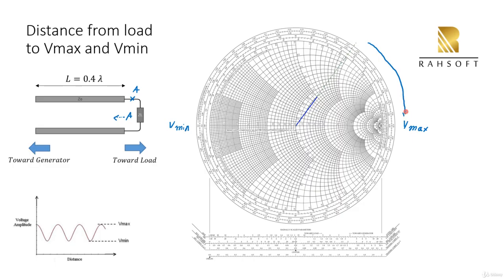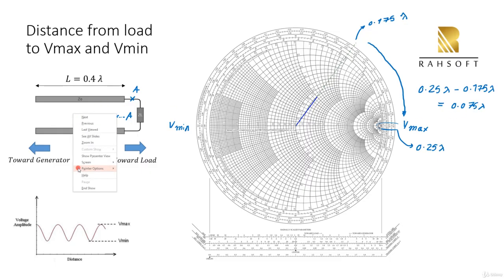So it means that in order to find my Vmax, I have to move just this portion, which is basically my wavelengths from here. Then here again I said that it's 0.175, but if you read this number here, let's say this is lambda, this number here is going to be 0.25 lambda. So you just have to find the difference. So it's going to be 0.25 lambda minus 0.175 lambda, and this is going to be 0.075 lambda.